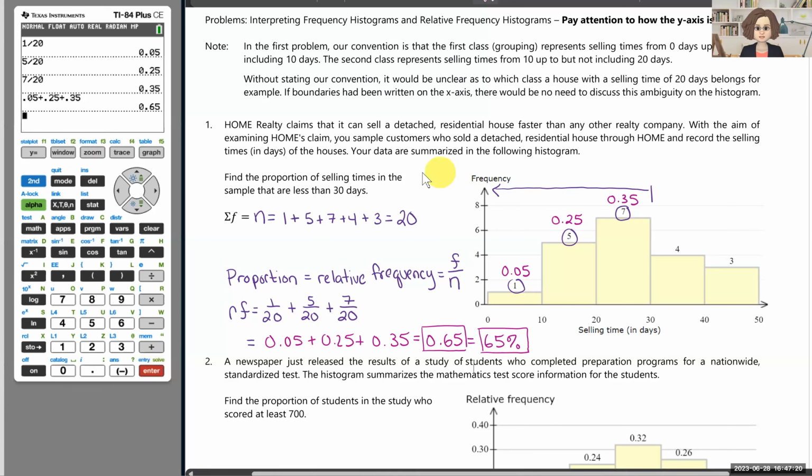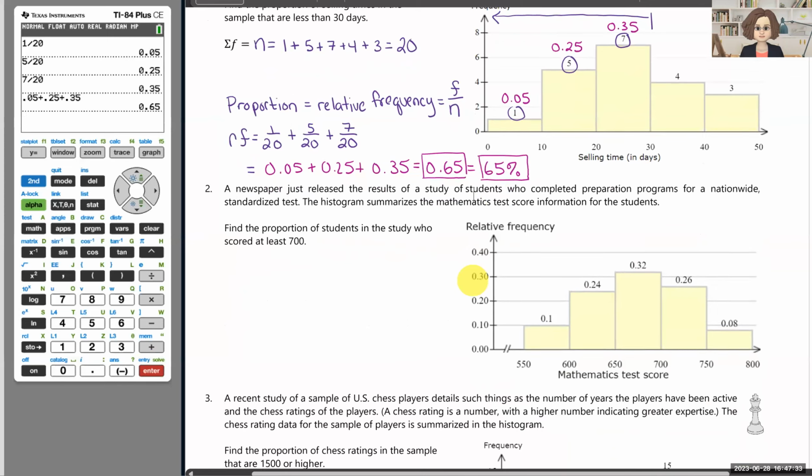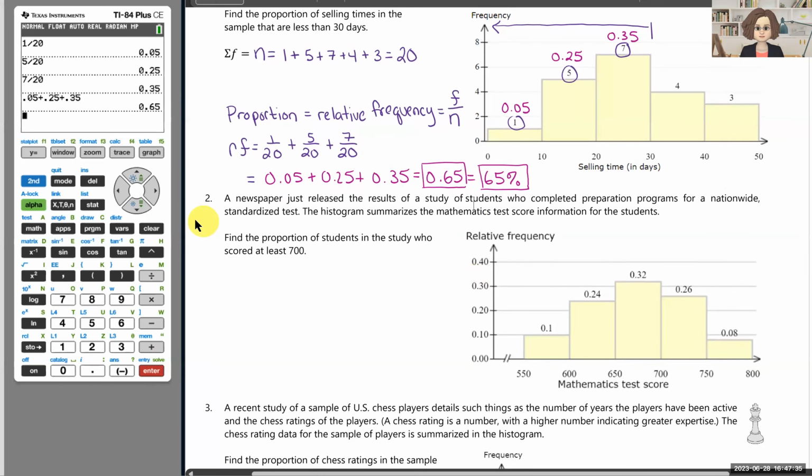So it'll be important to pay attention to your y-axis and what information is given. So frequency will be a whole number because we're counting houses. So let's compare this with our next problem. So for number 2, a newspaper just released the results of a study of students who completed preparation programs for a nationwide standardized test, and the histogram summarizes the mathematics test score information for the students.